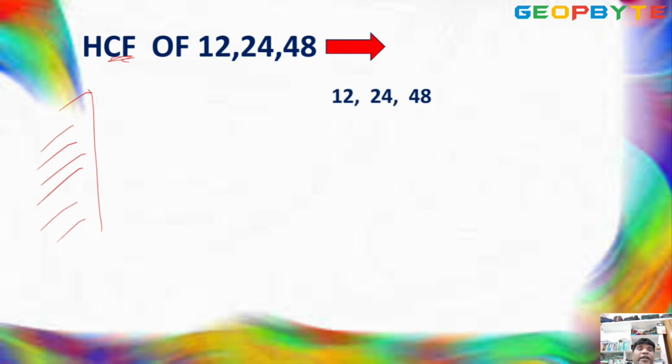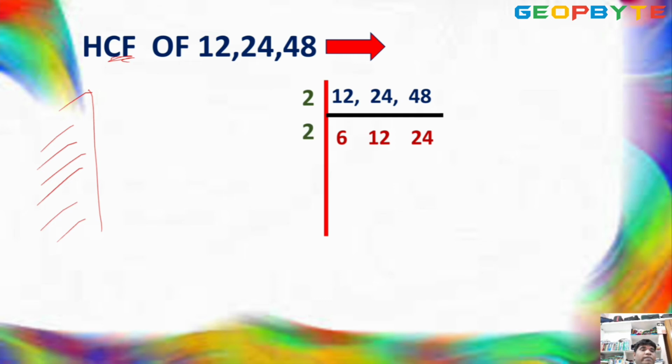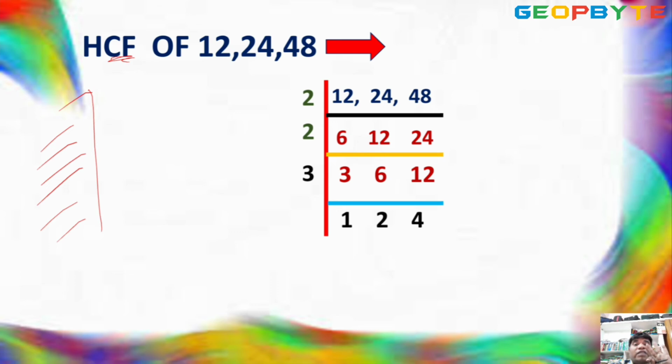Look at 12, 24, 48. These three numbers are also divisible by 2. 2 sixes are 12, 2 twelves are 24, 2 twenty-fours are 48. 6, 12, 24 are also divisible. 3, 6, 12 are also divisible: 3 ones, 3 twos, 3 fours. 1, 2, 4, we have 3 numbers. These three numbers are not divisible by any single number.